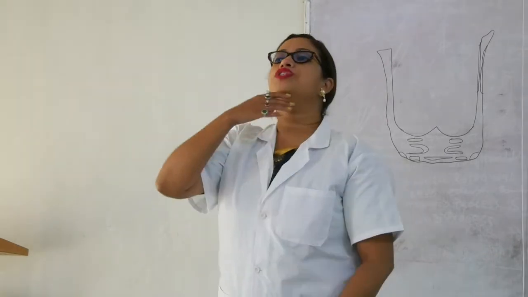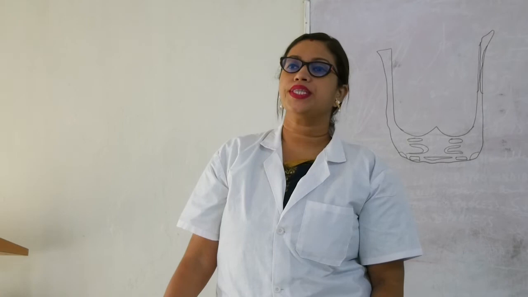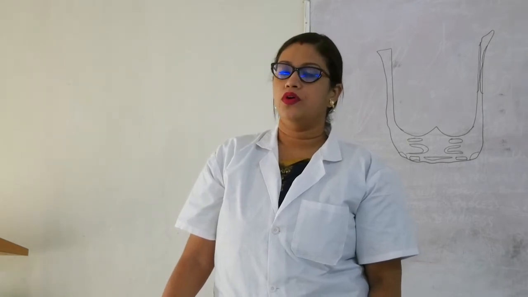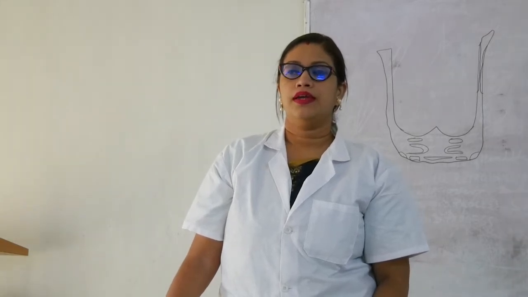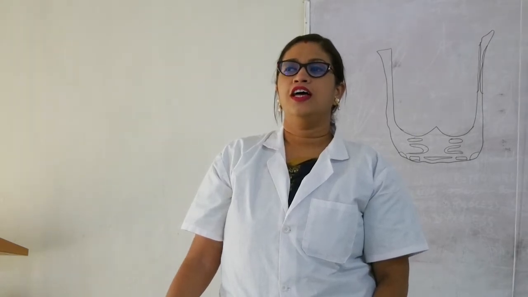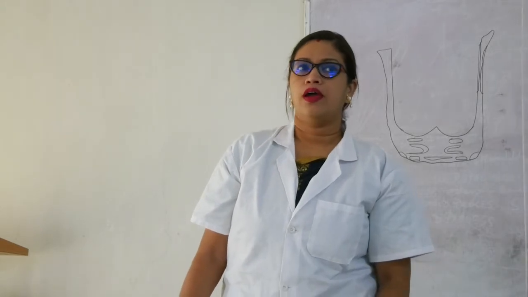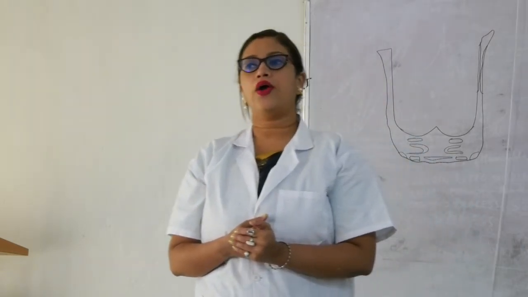in between the mandible above and the sternum below, in between the mandible and the sternum. Okay, and it looks like a U shape, it is a U-shaped bone. At which vertebral level? At the level of C3. At the level of C3 or cervical 3 vertebra, we could get the hyoid bone.